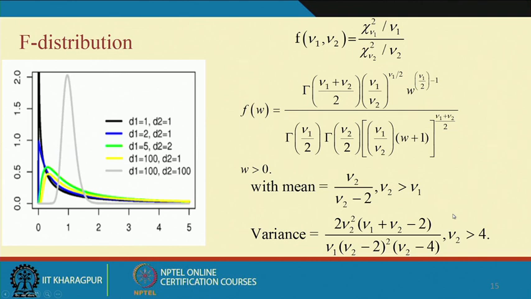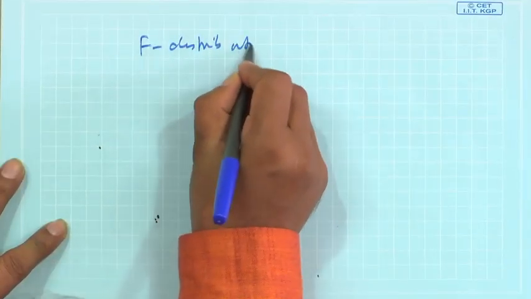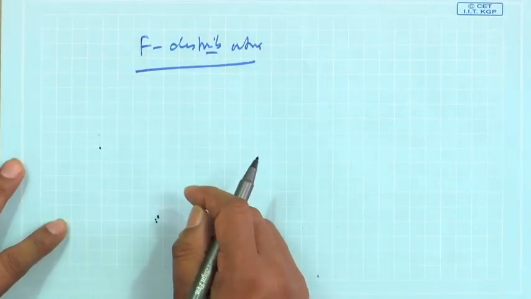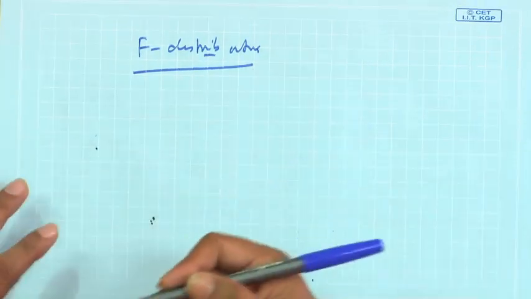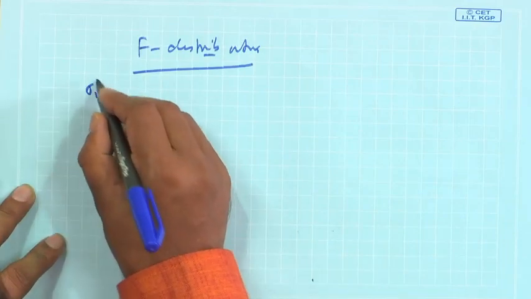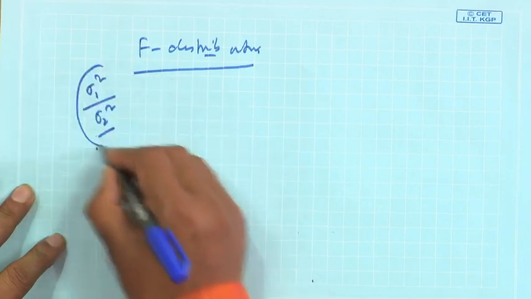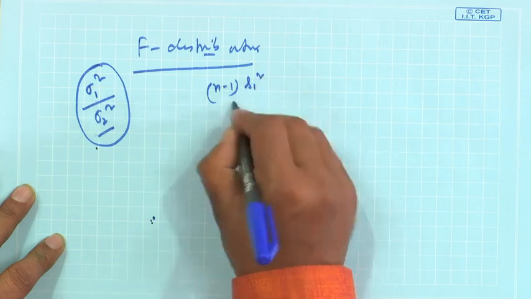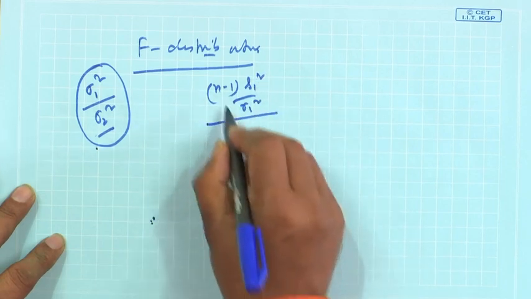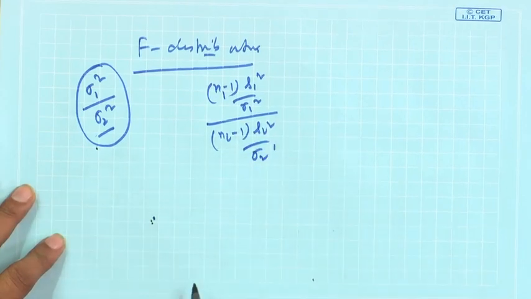So, the last important standard sampling distribution is the F distribution. Suppose the example is, you are interested in comparing the variances of two different populations, like population 1 variance is sigma 1 square, population 2 variance is sigma 2 square. You will create a ratio, and we have found that n 1 minus 1 s 1 square by sigma 1 square, divided by n 2 minus 1 s 2 square by sigma 2 square, if we create.